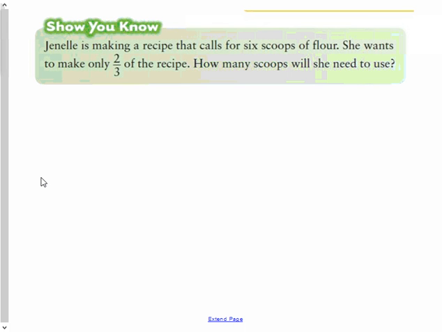Okay, your last question is your story problem or your context for multiplying fractions by whole numbers. It says Janelle is making a recipe that calls for 6 scoops of flour. Now, for a lot of people, that wording makes it difficult because it's not written as the number 6, so some people have a difficult time seeing that as the number 6, but of course it is. And she wants to only make 2/3 of the recipe that calls for 6 cups of flour. How many scoops will she need?